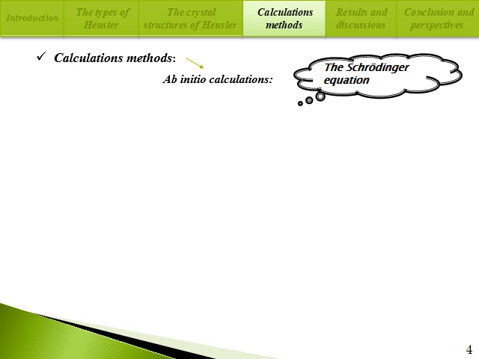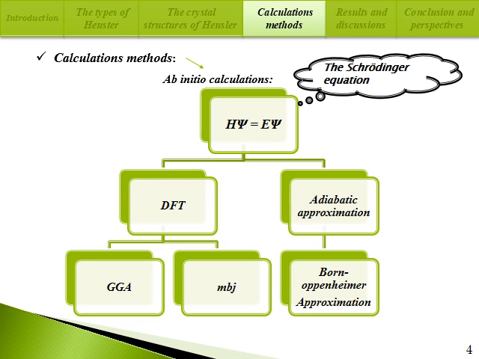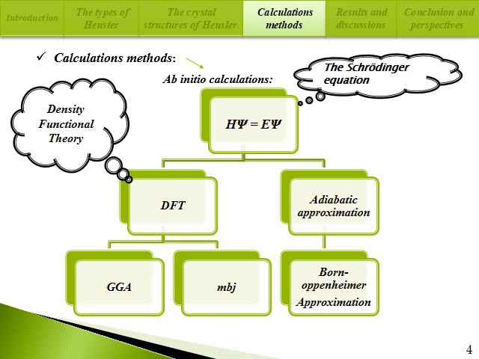For our materials, the calculations are performed using density functional theory, DFT, in the full potential linearized augmented plane wave method, as implemented in the WIEN2k package. The exchange correlation potential was treated using the generalized gradient approximation, GGA, in the PBE parameterization, and the mBJ approximation.